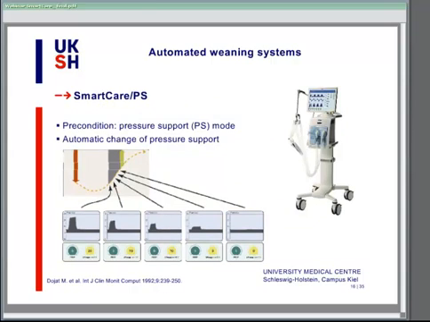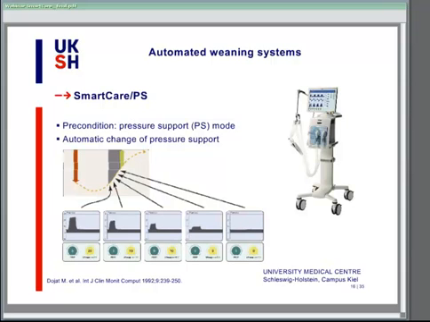So let's come to SmartCare pressure support. When you want to use SmartCare on your patient, you have a precondition: the patient has to be already in assisted spontaneous breathing, and the system just makes an automatic change of the pressure support level according to some measurements that I will show you later on.